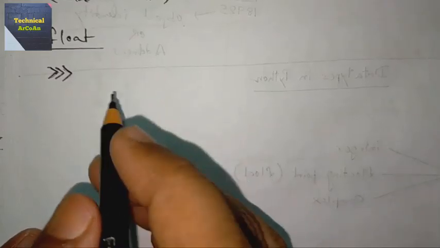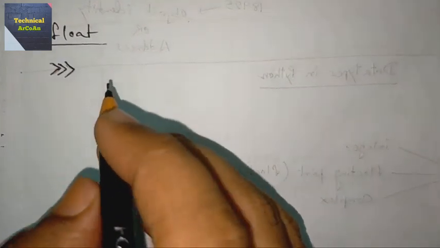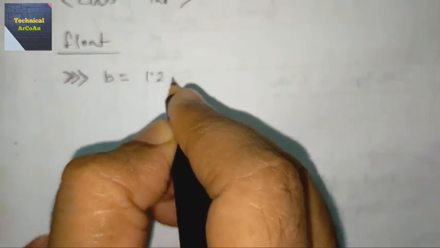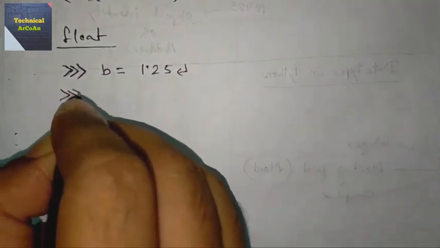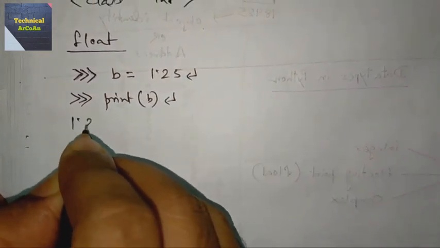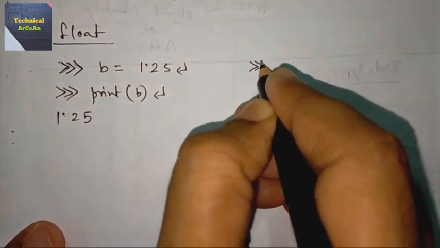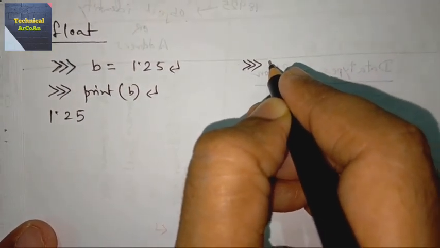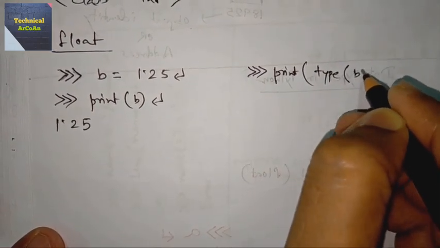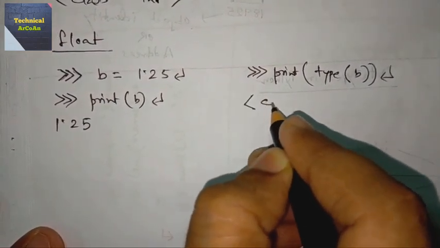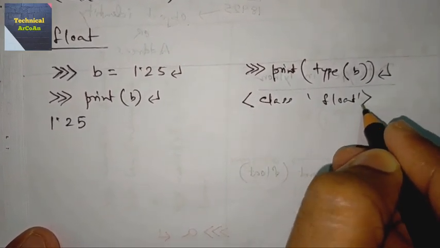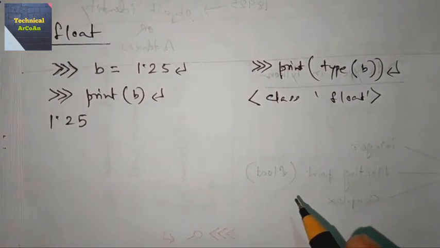Now let's go for the floating point data type, or float. For an example, suppose we write b equal to 1.25. After that, if we write print b, we get 1.25. Now if we want to know the type of b, we write print type b, and it gives the output class float. So float is another numeric data type in Python.